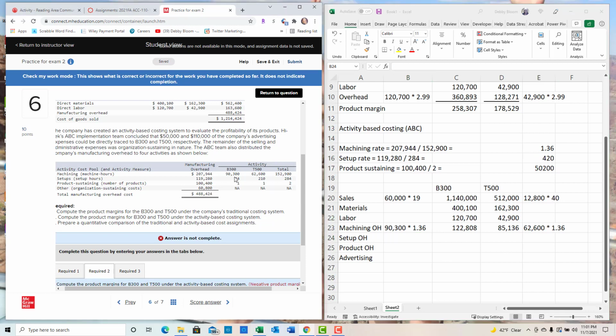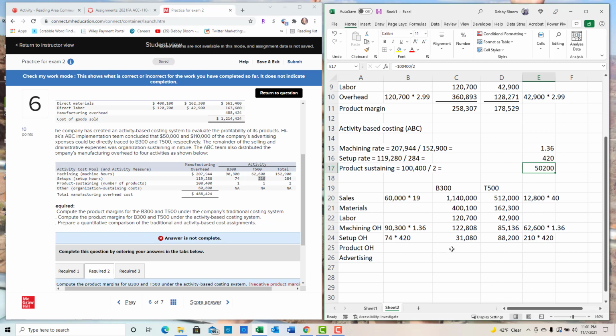Now we do the setup overhead, where our rate is $420 per setup hour. So we were told that B300 had 74 setup hours. So 74 times 420. And we were told that T500 had 210 setup hours. So 210 multiplied by 420. Next, we had the product sustaining, and we said that each one just gets 50,200.